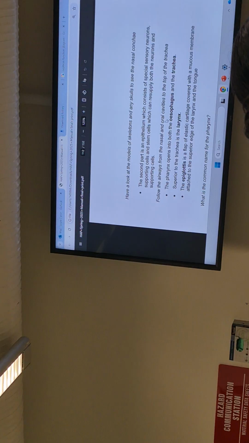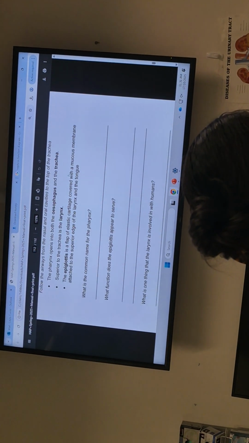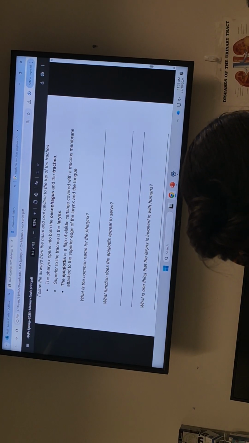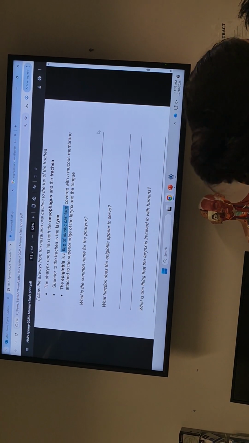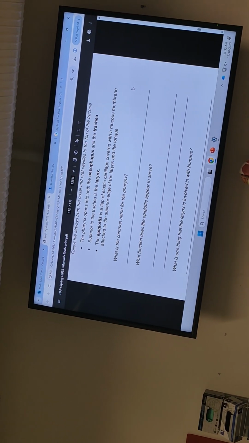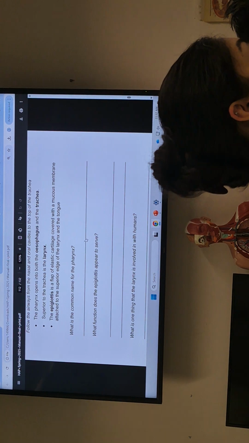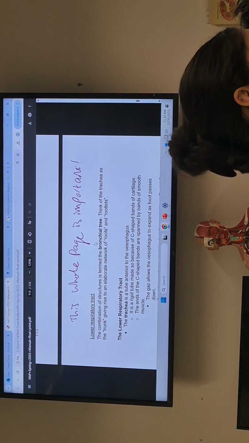And what else? So the epiglottis, I don't know if you'll get asked that, but I will add it in anyways. That's that flappy elastic cartilage that flaps open and closed when you're eating, so that it doesn't go in the wrong tube. Okay, so that it goes down the esophagus and not the trachea.